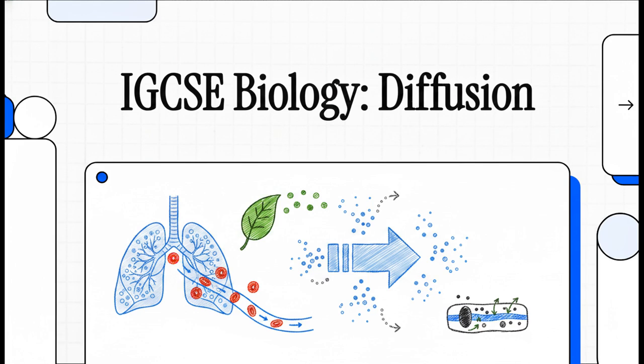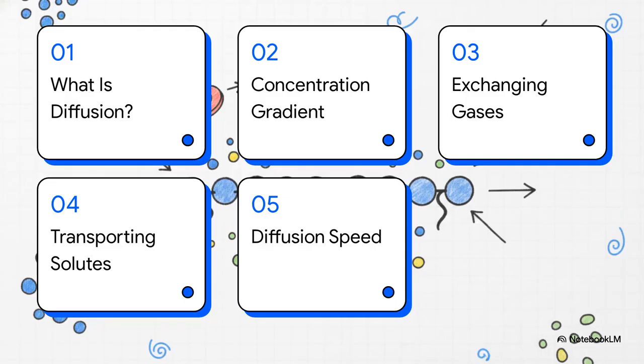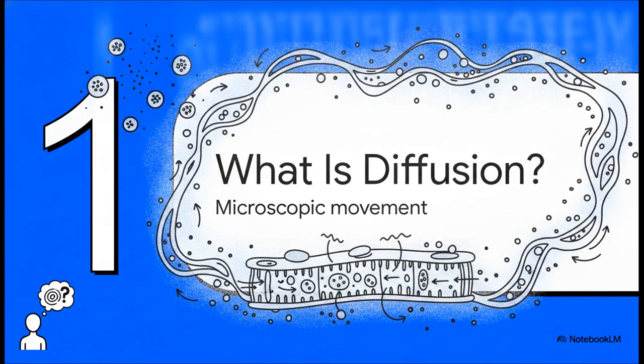We're talking about diffusion. Here's the game plan for today. We'll quickly define what diffusion actually is, unpack this thing called the concentration gradient, look at how we exchange life-saving gases and transport essential solutes, and finally wrap up with how to control diffusion speed. All right, part one. What is diffusion? The microscopic movement powering life.